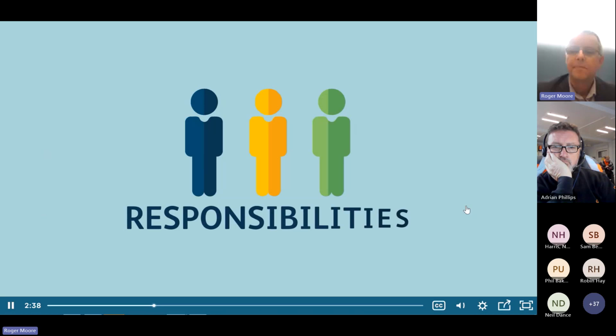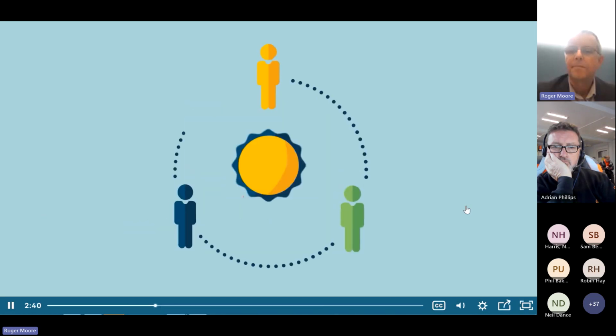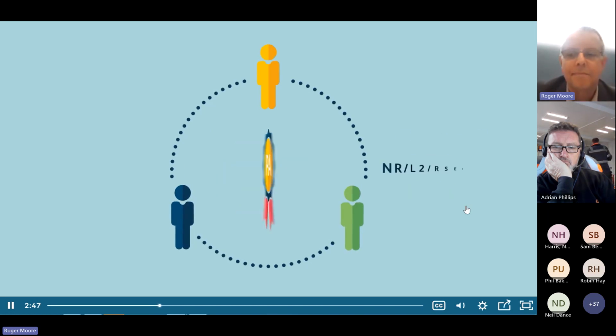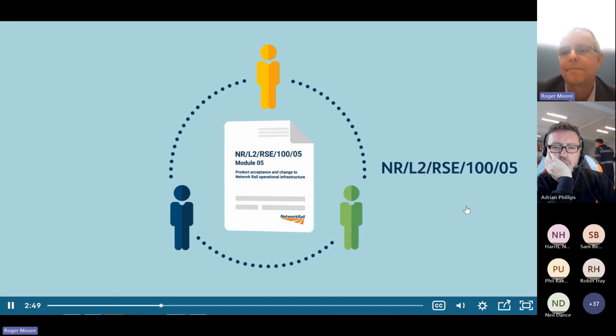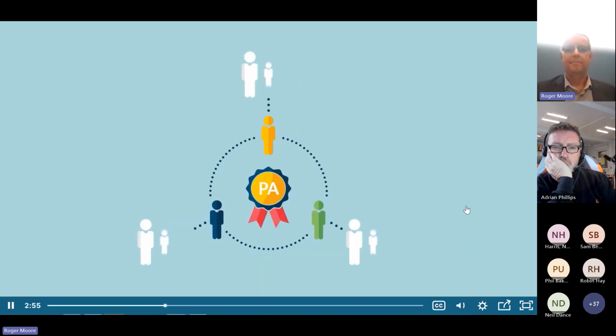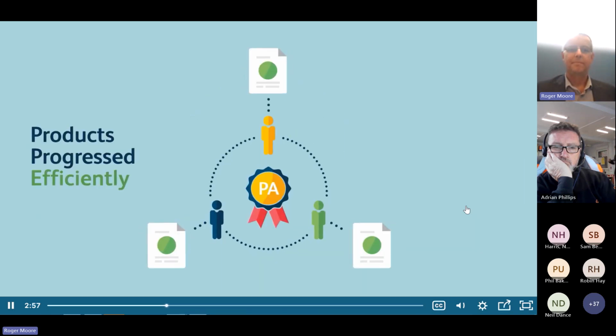Responsibilities. Product acceptance is managed by a centrally based team who are responsible for administering the process in accordance with the standard NR/L2/RSE/10005 and for engaging with all stakeholders so that products are progressed as efficiently as possible.